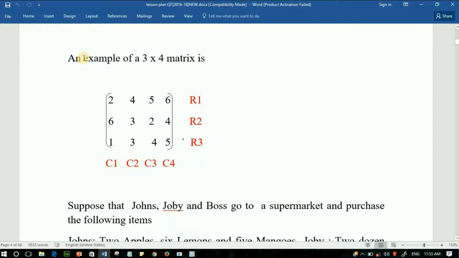So again, an example is a 3 by 4 matrix. 2, 4, 5, 6 is row number 1, 6, 3, 2, 4 is row number 2, 1, 3, 4, 5 is row number 3. Again 2, 6, 1 is column number 1, etc.